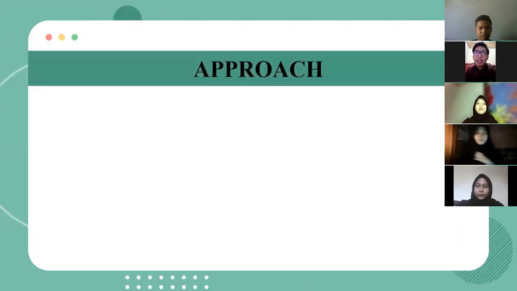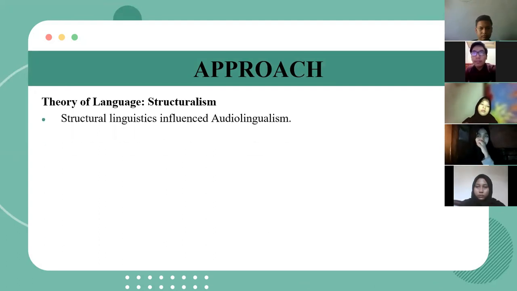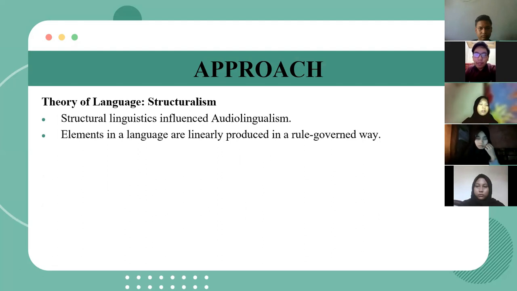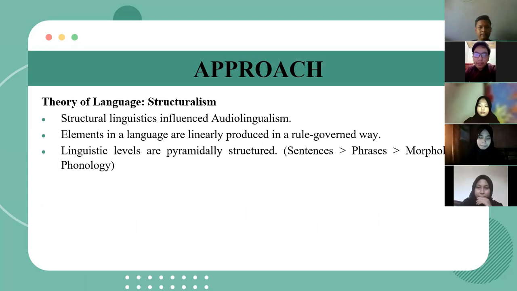And then we go to the approach of the audiolingual method. The audiolingual method uses the structuralism of language. That is, any symbols shared by a group of people. So it should be like grammar. And then elements in the language are produced in a rule-governed way. That is, the rule is already set, and you just have to comprehend it. And then linguistic levels are pyramidally structured from sentence, phrases, morphology, and phonology.